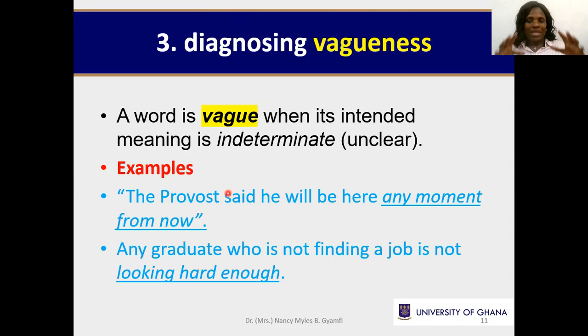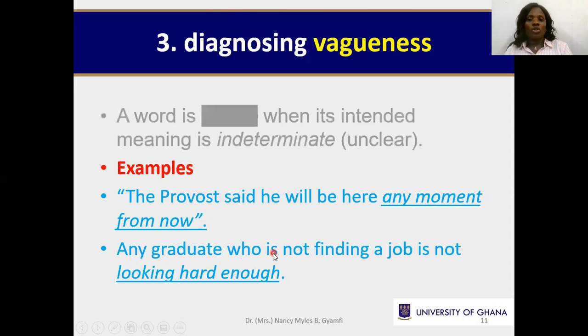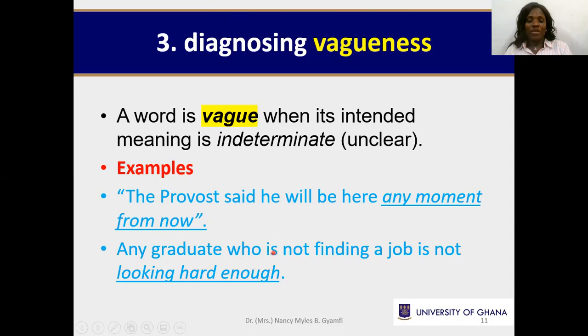So if you seek clarity, then you should point out the source of vagueness and seek that clarity. For the Bible one, you could reflect and meditate, and hopefully you should hear from the Father on that. Any graduate who is not finding a job is not looking hard enough. I'm sure by now you'd see why "looking hard enough" is a problematic expression. Which problem do we have with it? It is vague. What does it mean to look hard enough? It's imprecise. It's unclear. Should you stand by the notice and look at the notice for adverts hard? How is that supposed to be done?